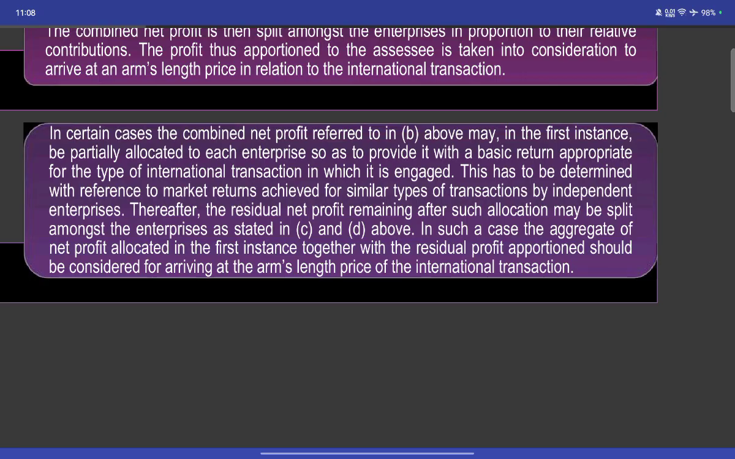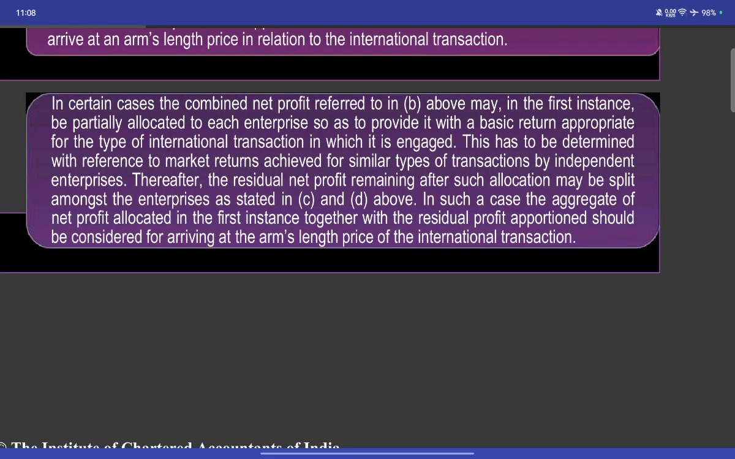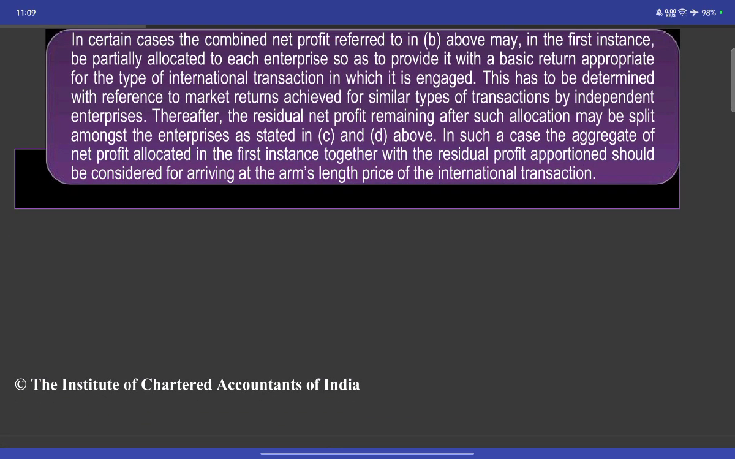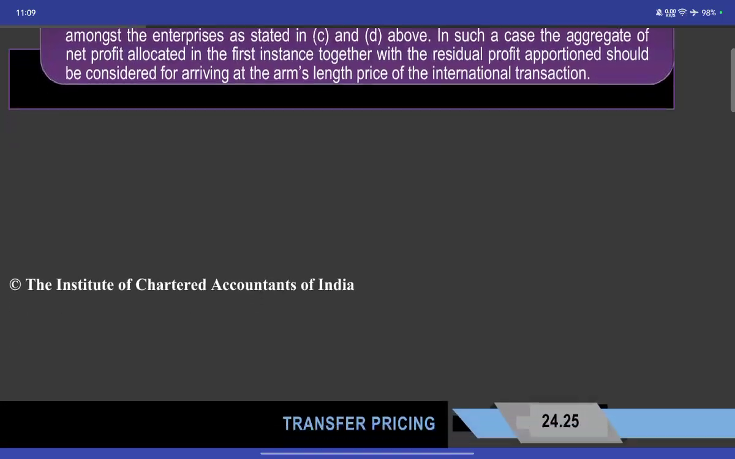In the case of combined net profit, from the first instance, the profit may be partially allocated to such enterprises so as to provide a basic return appropriate to the international transaction in which they are engaged. This is determined by reference to the market returns achieved in similar types of transactions by independent enterprises. Thereafter, the residual net profit remaining after such allocation may be split among the enterprises in proportion to their relative contribution, as described above. In such cases, the aggregate of the net profit allocated in the first instance, together with the residual profit apportioned, would be considered for arriving at the arm's length price of the international transaction.